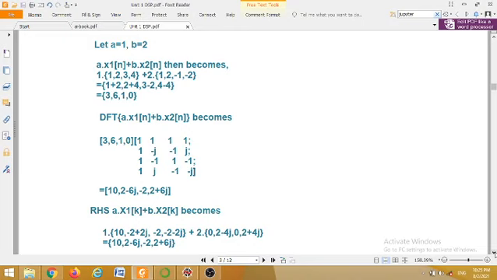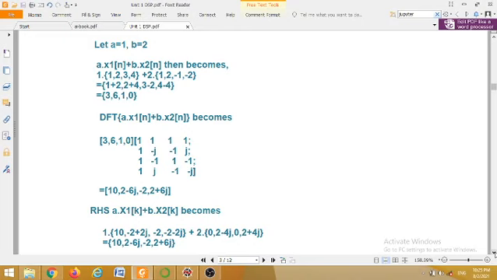On the right hand side we have a into X1 of k plus b into X2 of k. X1 of k is 10, minus 2 plus 2j, minus 2, minus 2 minus 2j, and X2 of k is 0, 2 minus 4j, 0, 2 plus 4j. Substituting a equal to 1 and b equal to 2 and adding them, we get 10, 2 minus 6j, minus 2, 2 plus 6j.